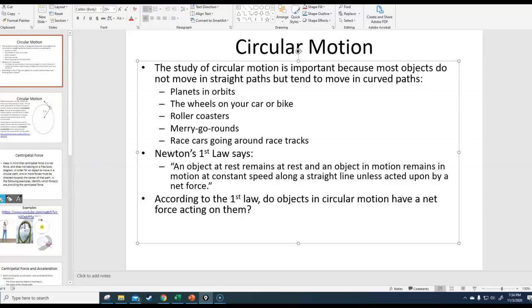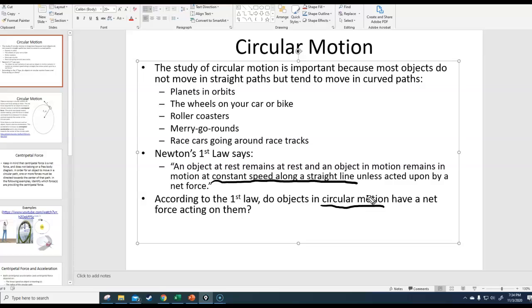Looking at the first law, we can ask ourselves a question. According to the first law, do objects in circular motion have a net force acting on them? And the answer is yes, they do have a net force acting on them. The reason is this little bit of the first law right here: constant speed along a straight line. Or you could also say constant velocity, and that means the same thing.